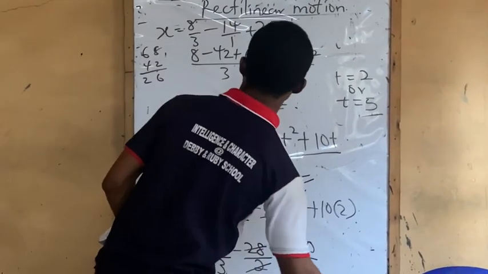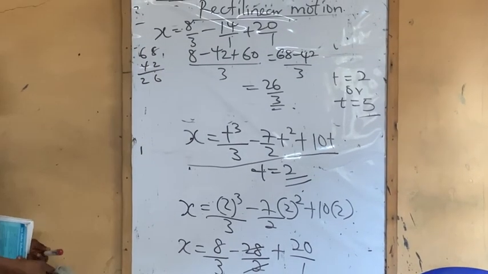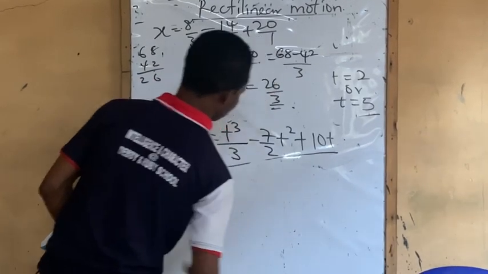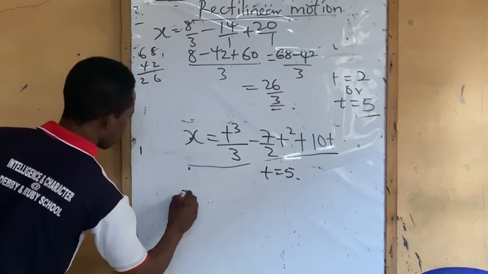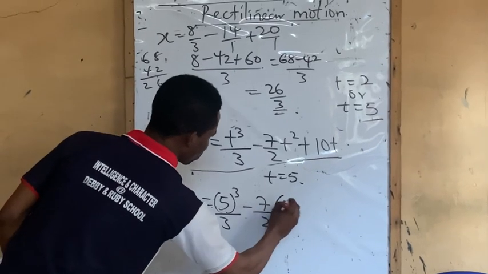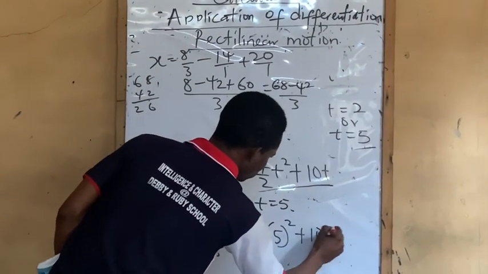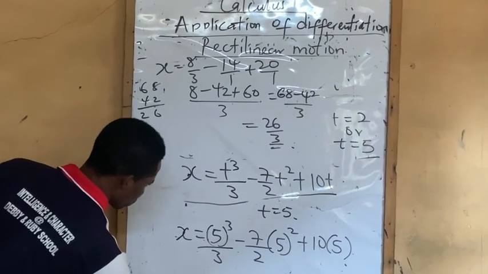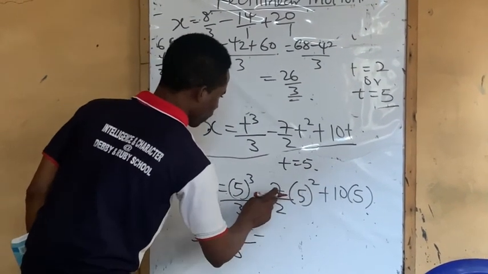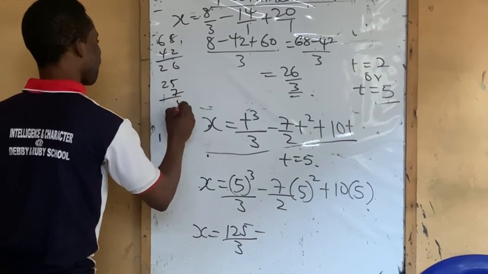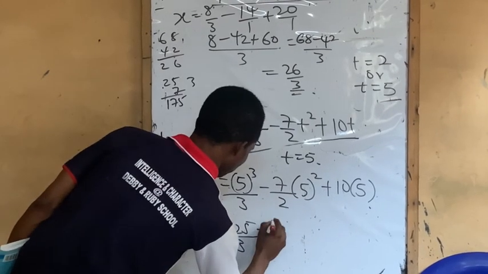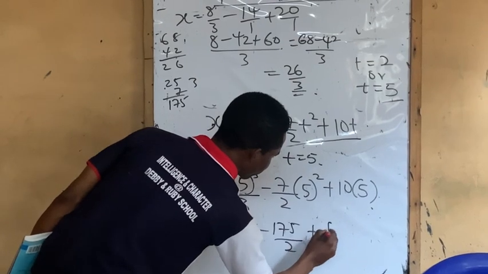Now when t equals 5, what will I have? When t equals 5, I'll have x equals 5 cubed all over 3 minus 7 all over 2 times 5 squared plus 10 times 5. So x equals 5 to the power 3, that is 125, all over 3, minus 25 times 7, that is 175 all over 2, plus 10 times 5, that is 50 all over 1.